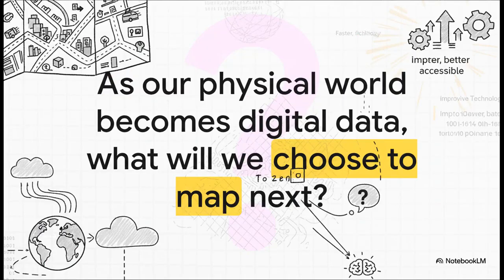So I'll leave you with a final thought to chew on. We've already mapped our roads, our cities, and our delivery zones with tech that's just getting faster and more powerful by the day. As more and more of our physical world gets translated into digital data, the really big question is, what are we going to choose to map next?